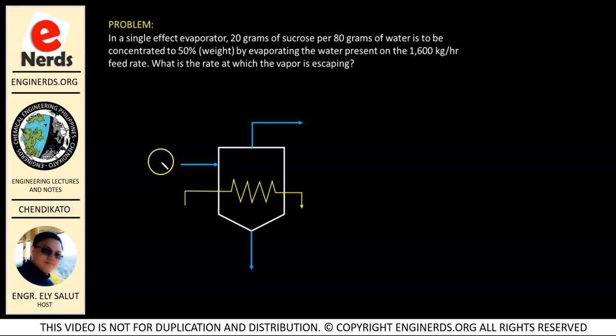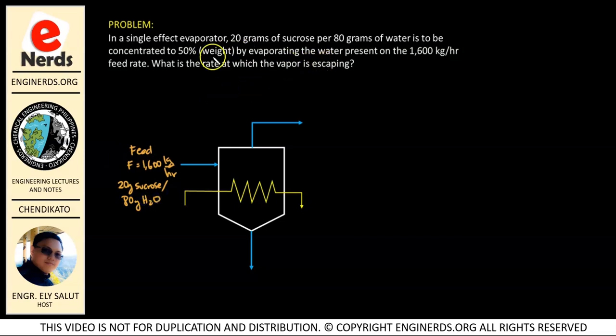So we have here our feed. So the mass flow rate of our feed, which is F, is equal to 1,600 kg per hour. Okay? So yan ang ating mass flow rate ng feed. And then, ang component niya is 20 grams of sucrose per 80 grams of water. So we have here 20 grams of sucrose per 80 grams of water.